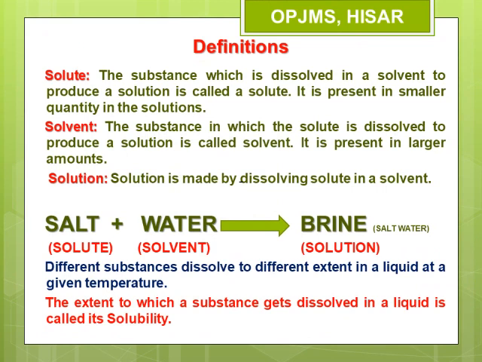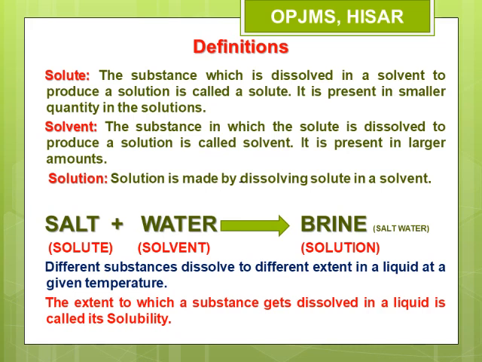Our next topic is solubility. Before studying solubility, let us first of all recapitulate what we studied in the previous chapter. Do you remember? Solute, solvent, and solution. The substance which is dissolved in a solvent to produce a solution is known as a solute. It is always present in small quantities, and the substance in which the solute is dissolved to produce a solution is known as a solvent.